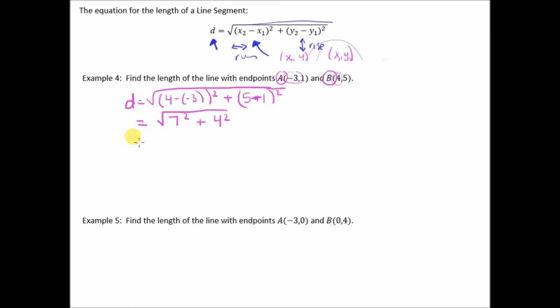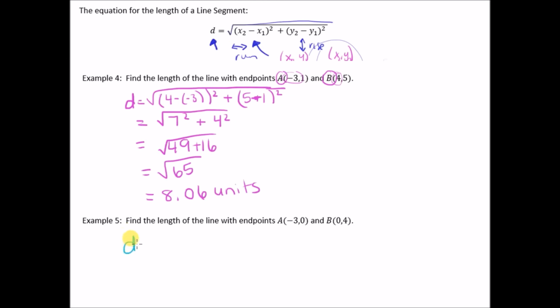Okay, again, I'm showing the root sign. I get 49 plus 16. And for 49 plus 16, I get root 65. Okay, I'm lazy, I would leave root 65. A lot of people are not comfortable with that. 8.06 units. That's the length of the line segment with endpoints A, B.